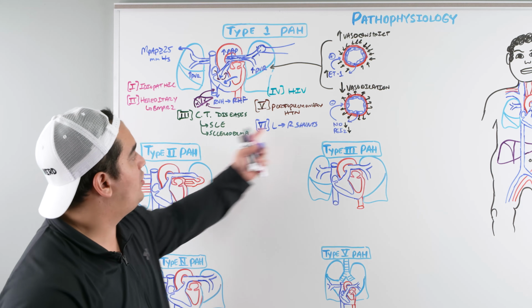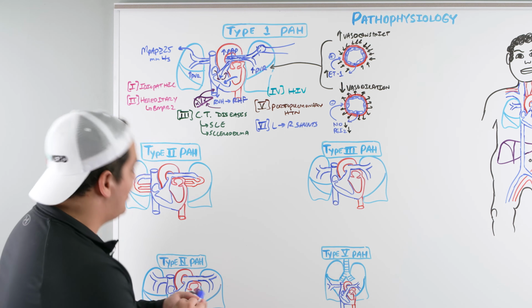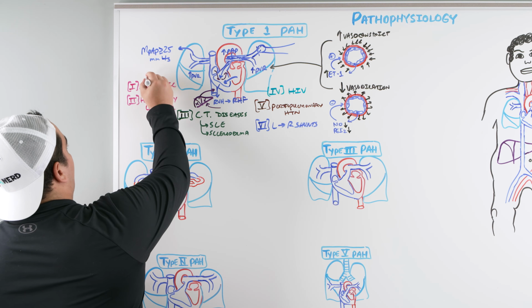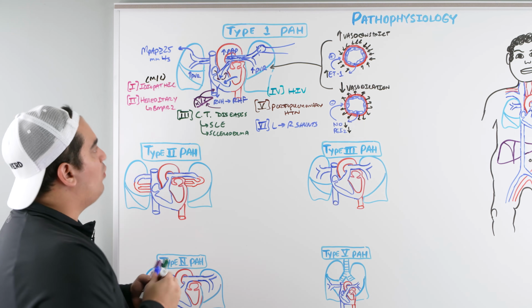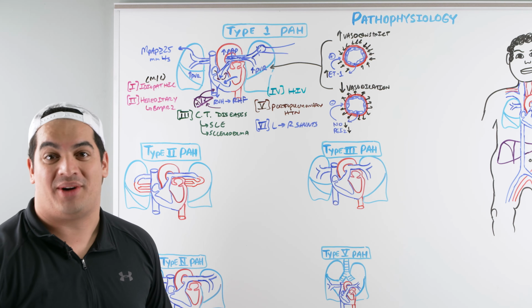So here are the things that I want you to remember. But what is the most common out of all of these? The most common is going to be idiopathic. But in other words, we have to rule out all of these other ones as well as all the other types of pulmonary artery hypertension.